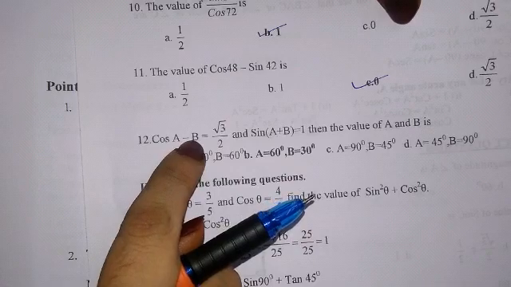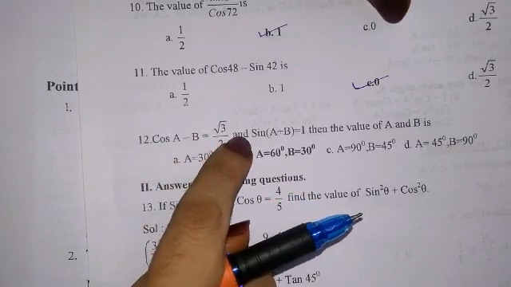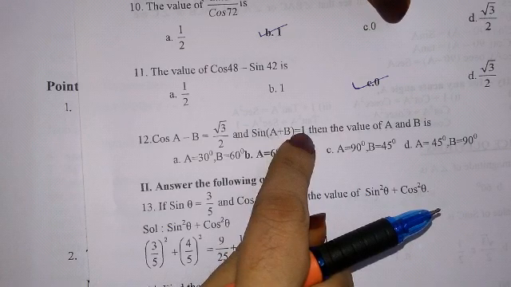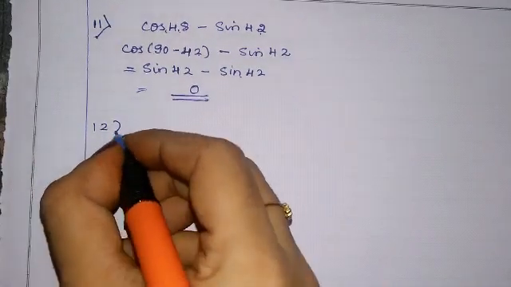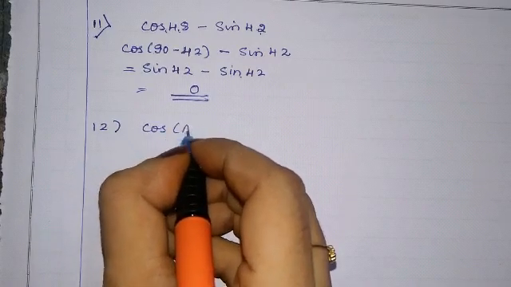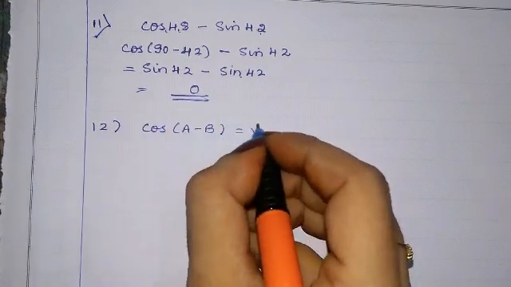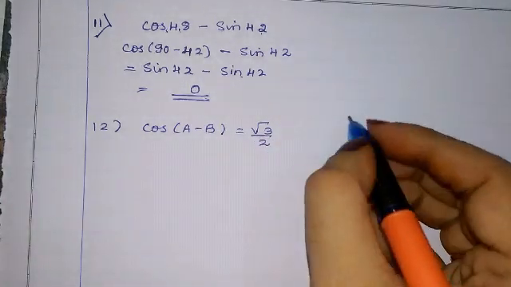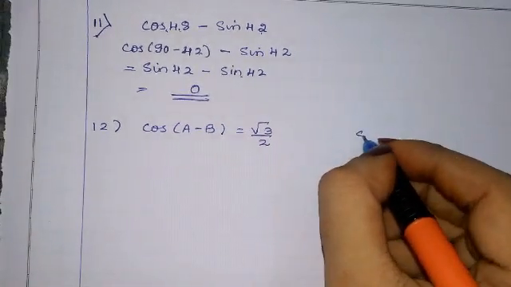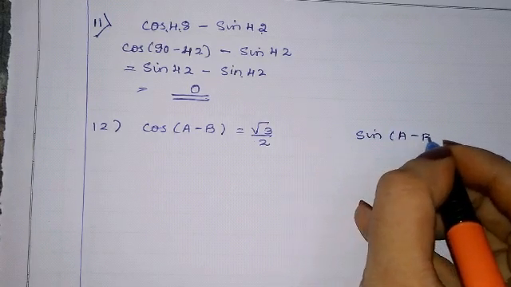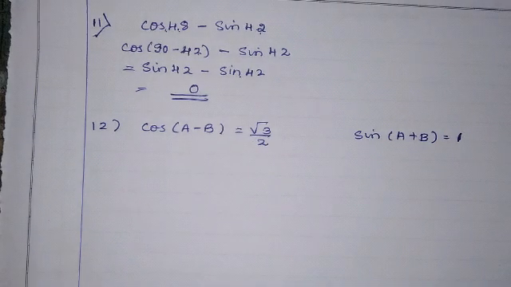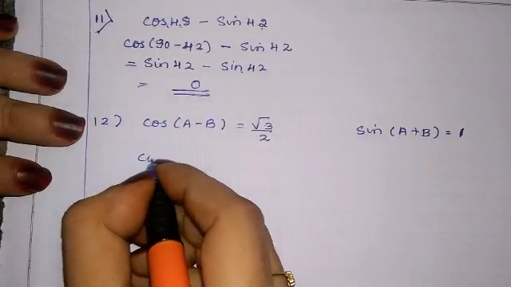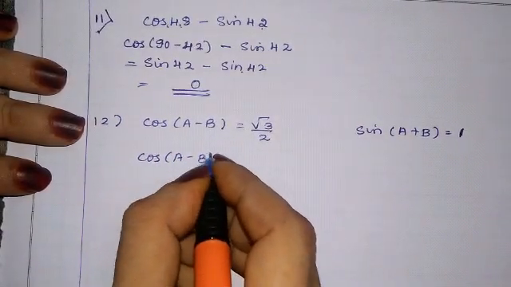Okay, let us see this here. Cos of A minus B is equal to root 3 by 2 and sin of A plus B is 1. Then what are the values of A and B? Okay, let us see now what they have told here. Question number 12. Cos of A minus B is root 3 by 2 and sin of A plus B is 1. Okay, so this cos of A minus B, let us keep as it is.